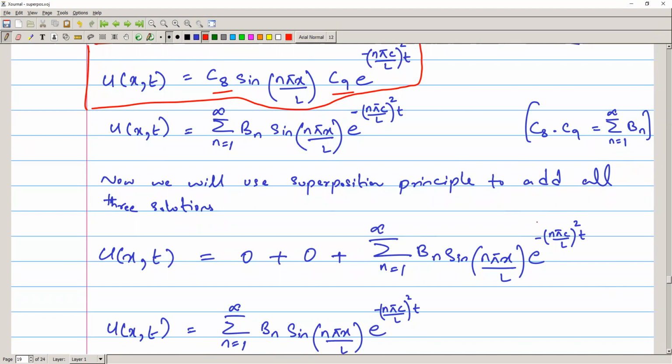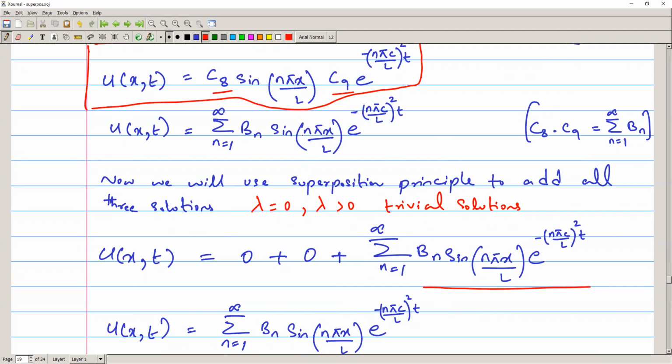Now we will use the superposition principle to add all the three solutions. So we talked about three cases. So actually there are three solutions, but two are trivial solutions, for lambda equal to 0 and lambda greater than 0. We get trivial solutions, right? And in case of the homogeneous Dirichlet boundary conditions, we will always get this trivial solution for these two cases, lambda equal to 0 and lambda greater than 0. So you'll be left only with the solution for lambda less than 0, that is this solution, right?